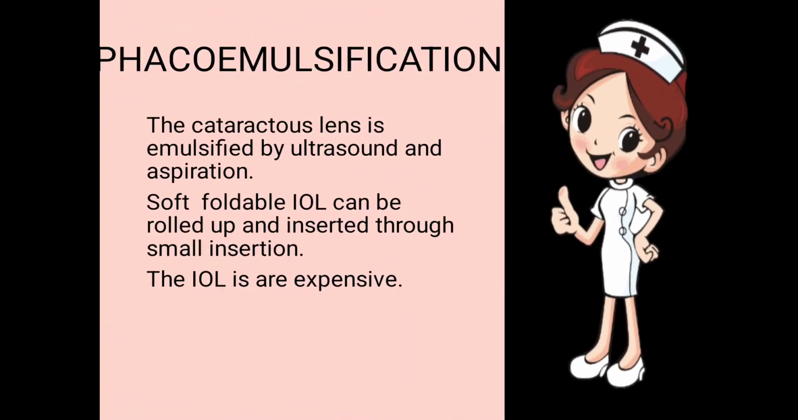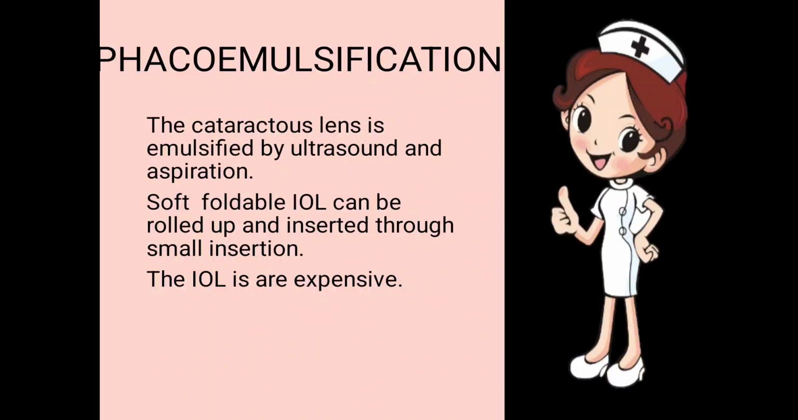So let's move to phacoemulsification. The cataractous lens is emulsified by ultrasound and aspiration. These two are the methods of doing cataract surgery. Cataract surgery is done by the phaco method as well as small incision cataract surgery. Now basically in case of cataract, the natural lens which is present inside the eye becomes cloudy as one grows in age. So that is known as cataract.